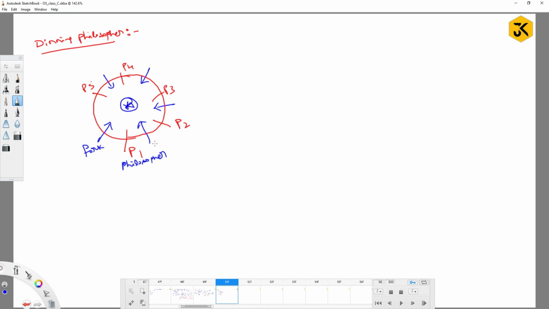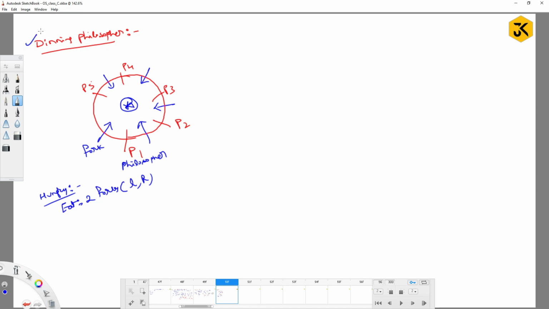And one more condition is, if they want to eat, they have to compulsorily take two forks and eat. With the help of a single fork, they couldn't eat. That is one more condition, right? Which means that when they are hungry, they will eat only if they have two forks, and those two forks should be compulsorily the left side fork and the right side fork. That's it, right? So this is what we call a dining philosopher problem.